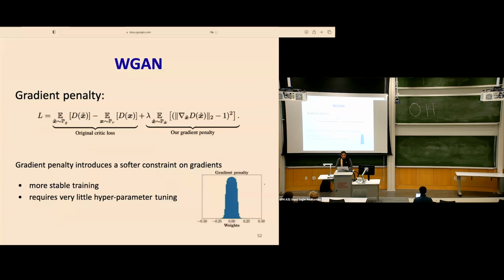So gradient penalty is basically a softer version of weight clipping. In this case, we can see that there's an L2 norm here, and it just ensures that the training is more stable, and it requires very little hyperparameter tuning because you don't have another hyperparameter C to tune here. So it's much easier to do it this way.